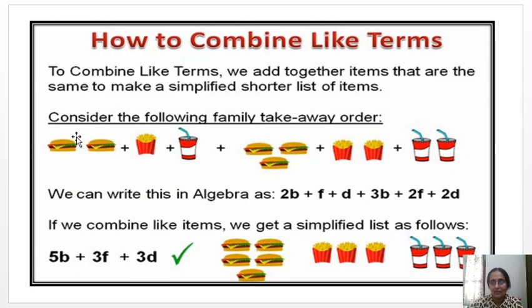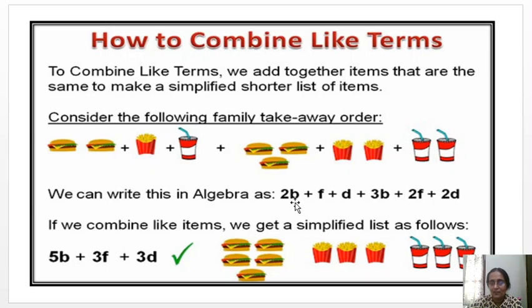Now this is the order in a hotel from the members of a family. The members listed according to their preferences: 2 burgers, 1 fry and 1 drink, and another member listed 3 burgers, 2 fries and 2 drinks. How can we represent these food items with the algebraic expression?